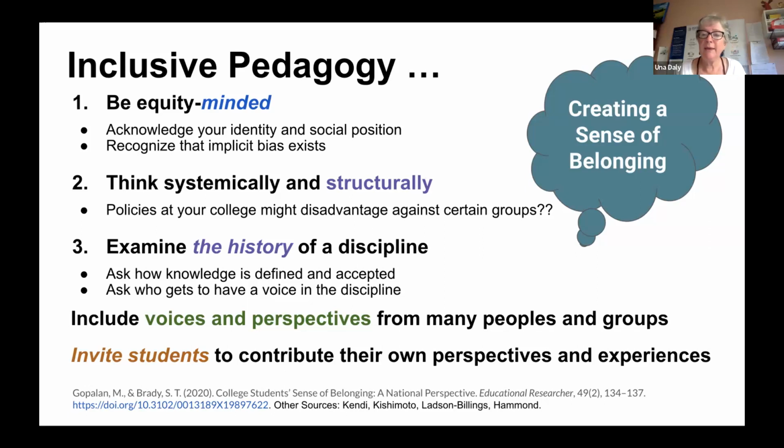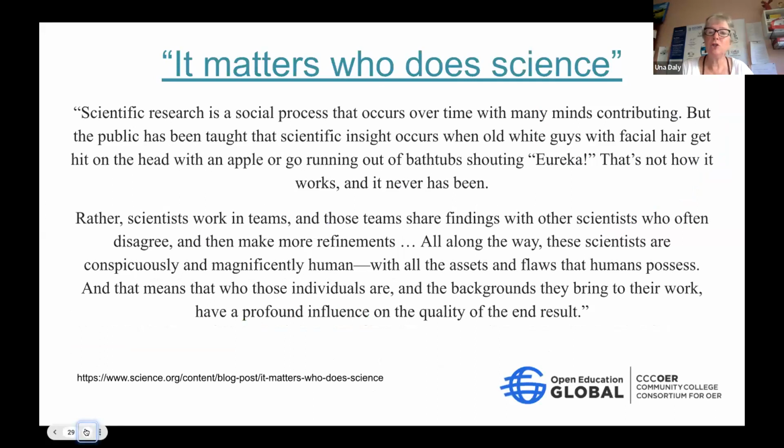And so many of your students may not see themselves in some of those experts that are quoted and featured in textbooks. So try to include voices and perspectives from many people and groups, and invite students to contribute their own perspectives and experiences, and how important that is to not only the study of the discipline, but to life in general. And I have a couple of wonderful examples about science.